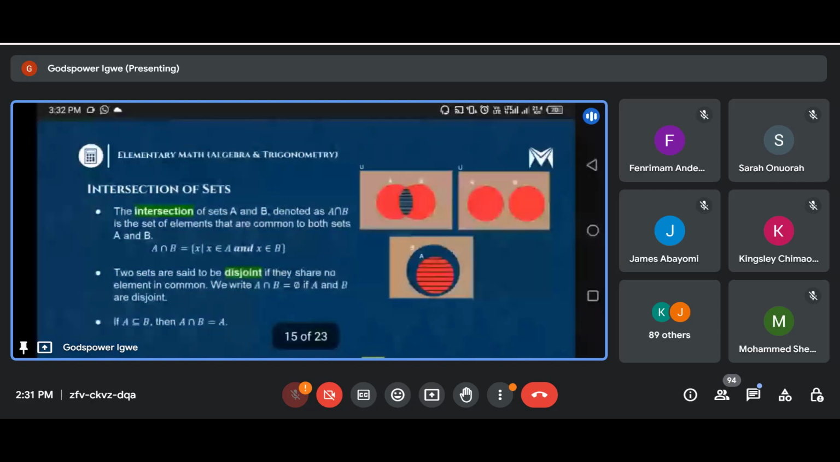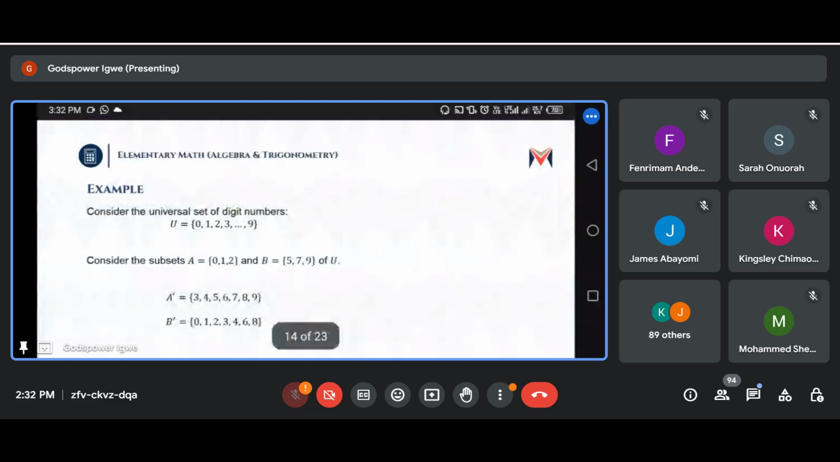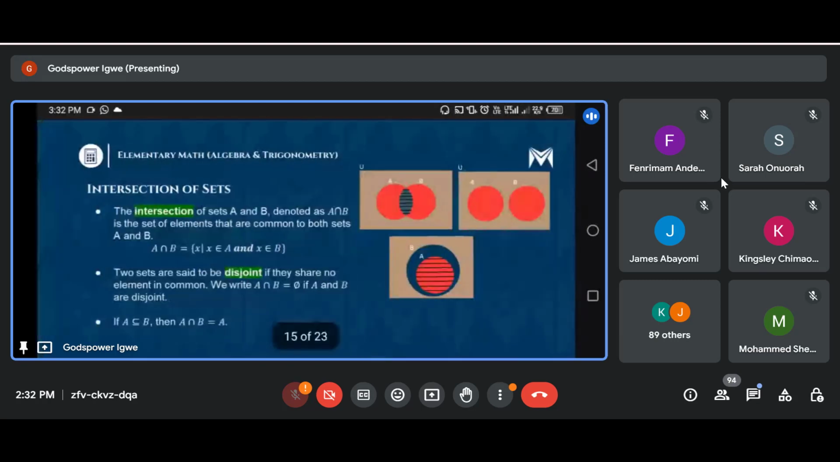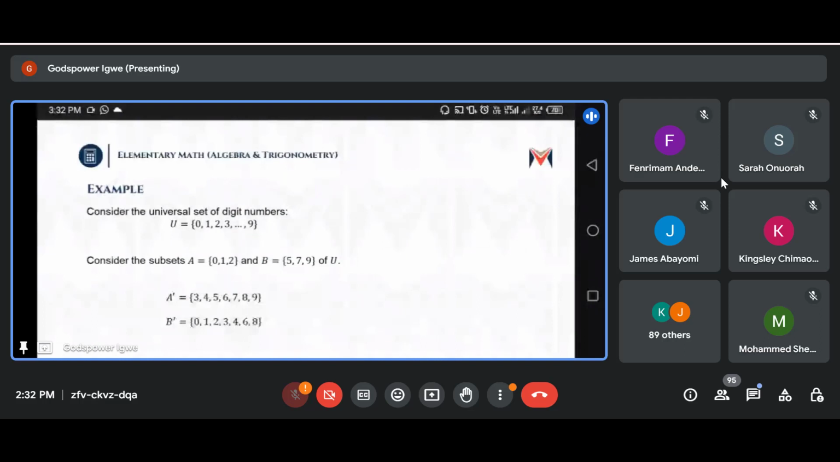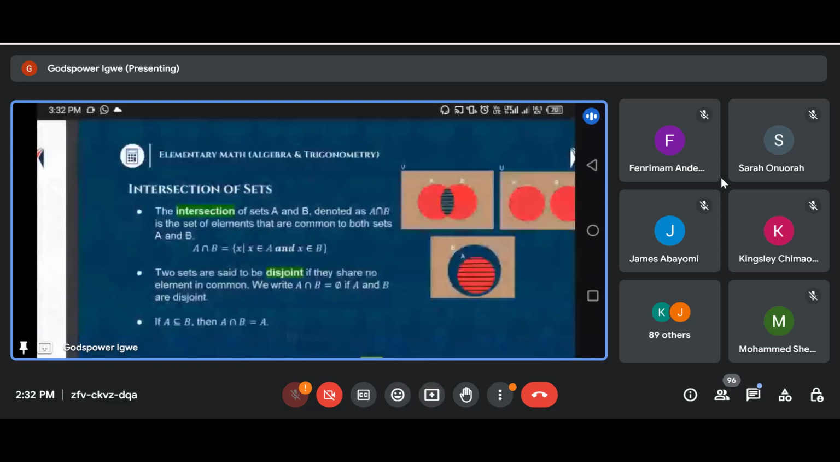Okay, intersection of sets. Okay, we don't have any intersection here. When we don't have any intersection, it is called disjoint. Like this set A where we have 0, 1, 2, and then we have 5, 7, 9 here. We don't have any particular element that is contained in both. If you have any element that is contained in both, that particular element is what is called the intersection. But when you don't have any intersection, those sets are said to be disjoint.